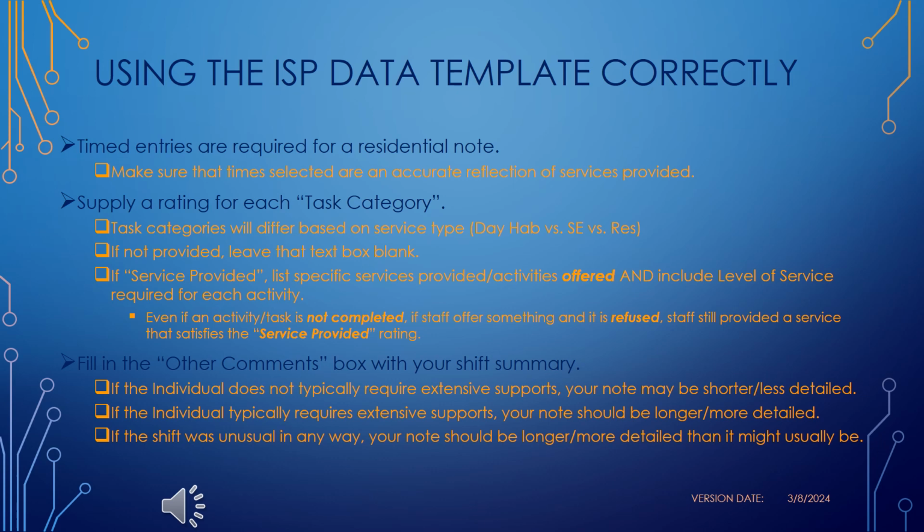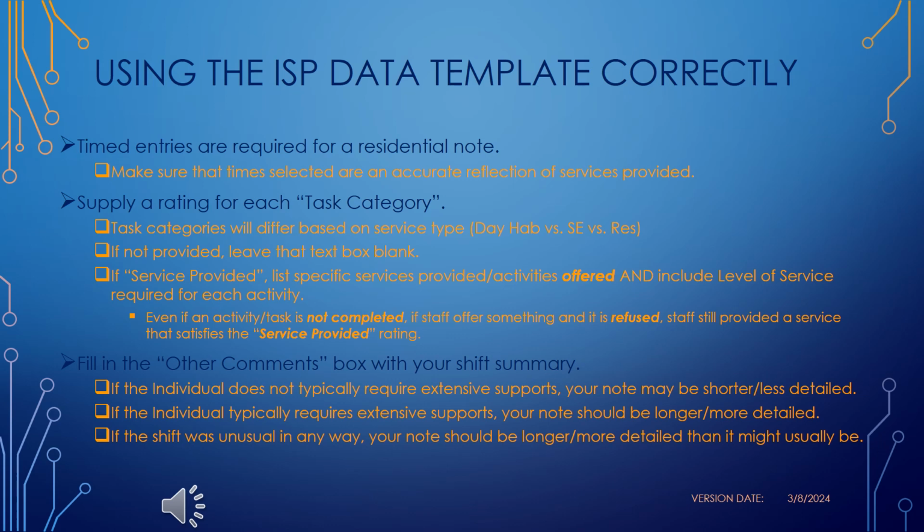And a perfect example is the activities of daily living category. This category is purposefully broad and generic. No matter what shift you fulfill, what individual you're documenting on, or which program you're working in, the activities of daily living task category should almost always be selected service provided.